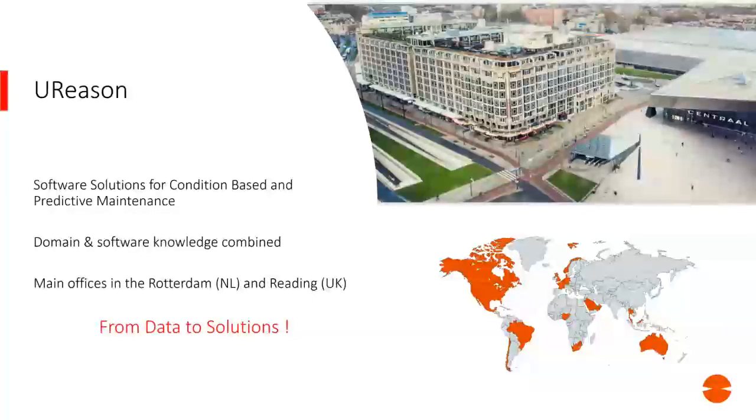At UReason, we combine our domain expertise and software knowledge with our customers, and we help them from the data to solutions. We have offices in Rotterdam, which we see here in the picture in the top right, and in Reading in the UK. Our customers are predominantly manufacturing and process-related customers, which are located in Western Europe and the Northern Americas.